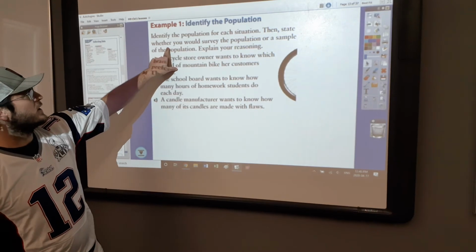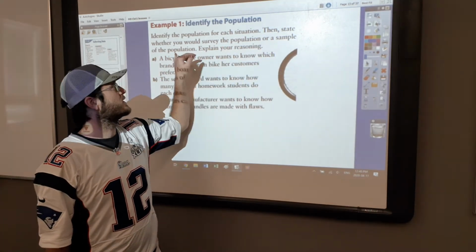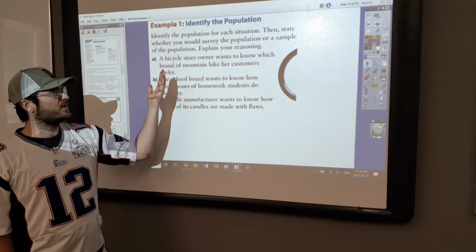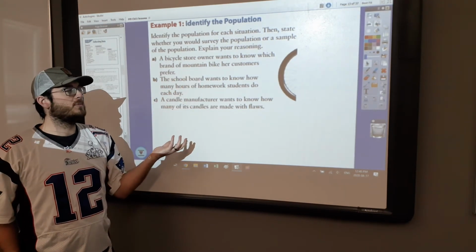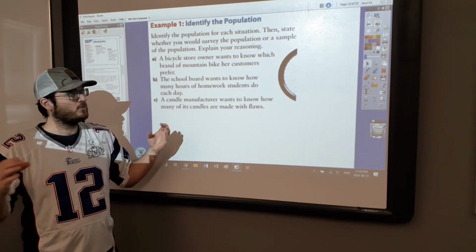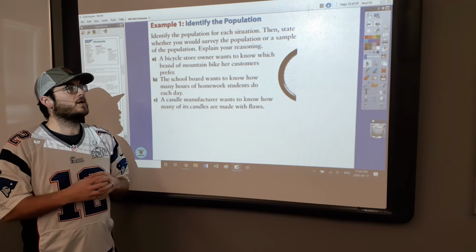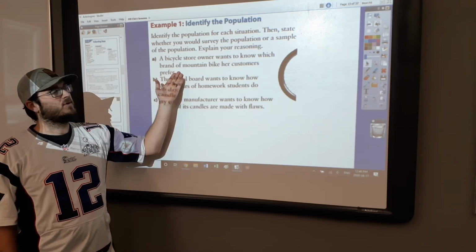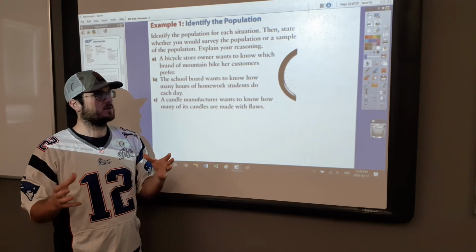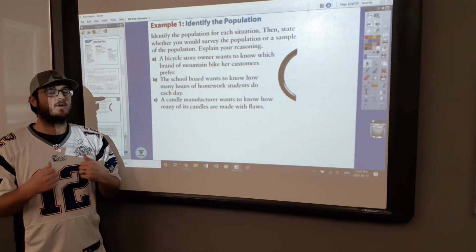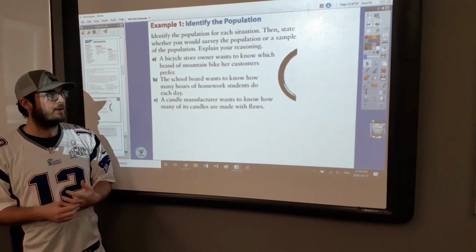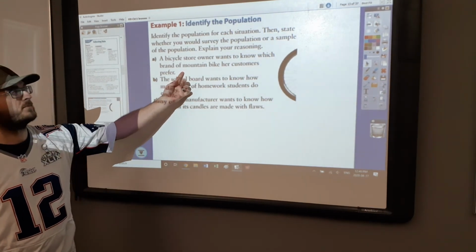Typically, when you're answering this question, whether you would survey the population or a sample, you're looking at the size. Typically, with a store owner, it would be pretty difficult to find all the people who you've sold bikes to. But if you're really small, maybe you could. But in general, I would say you probably have to just find a sample of those people, because you're probably going to have a tough time tracking every single customer down. So it's all about size and how easy it is to actually track down the whole population and whether it's worth it. So here I would probably say sample.